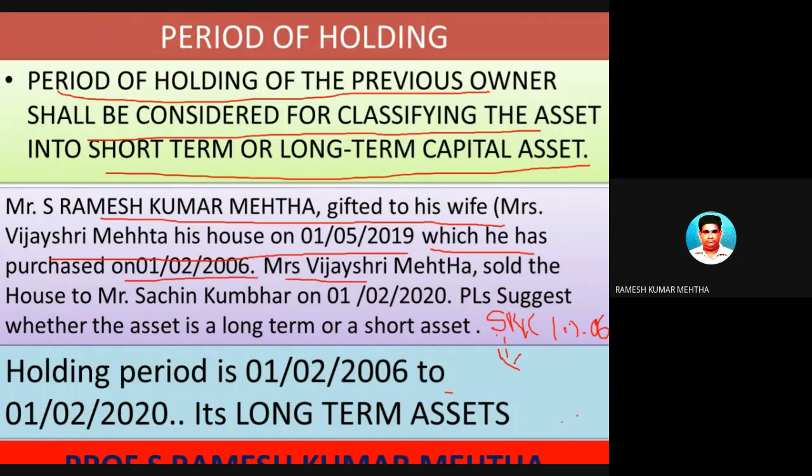He gifted to his wife this house property on which date? 1/5/2019 to Vijayashree Mehta. And Vijayashree Mehta has sold this house property to Sachin Kumbar on 1/2/2020. Okay, very important now. Now tell me whether it is a long-term capital asset or a short-term capital asset. Number one. Number two, what is the holding period in the hands of Vijayashree Mehta, because she is the assessee, who is the person who is selling this asset.